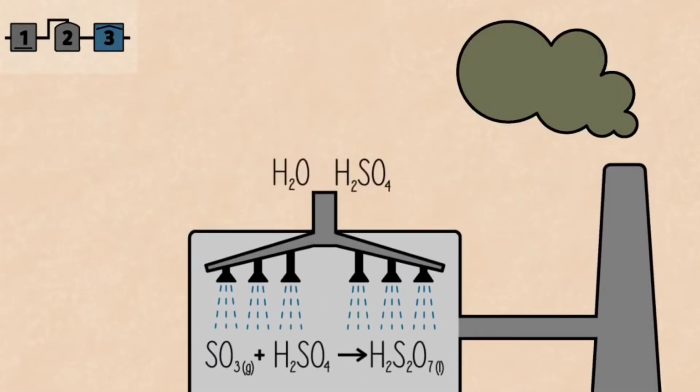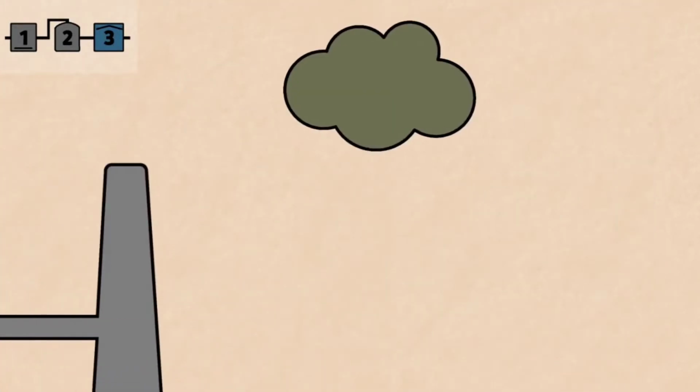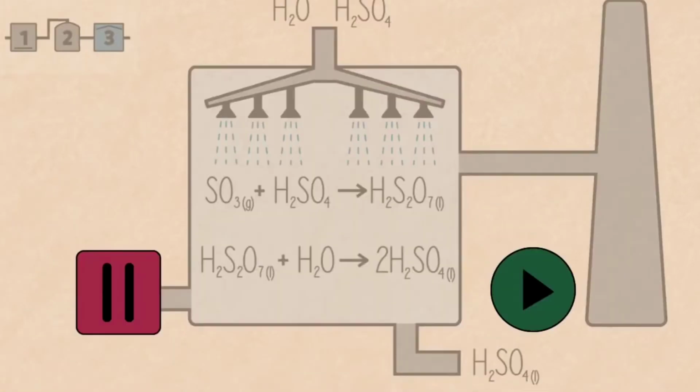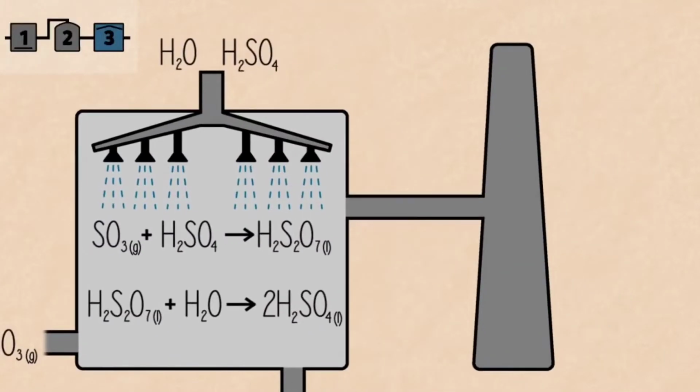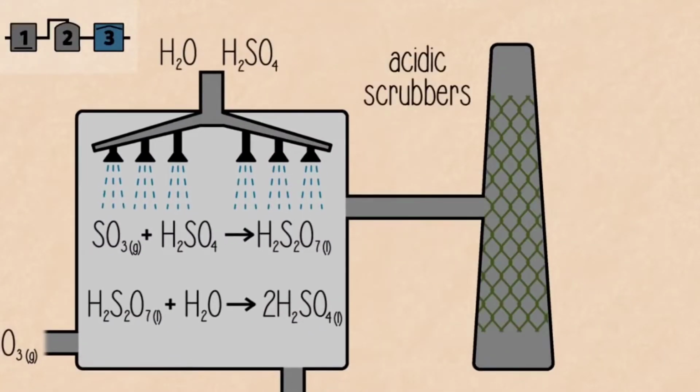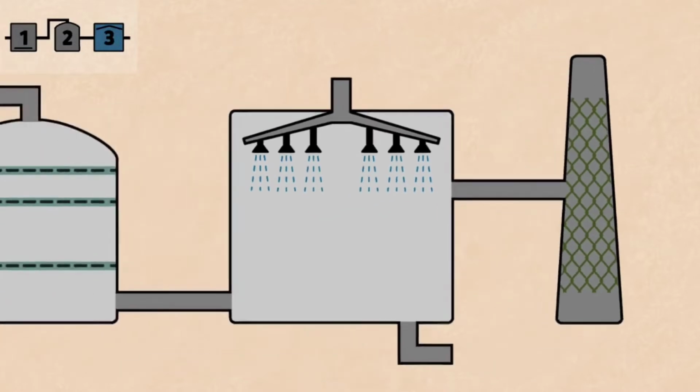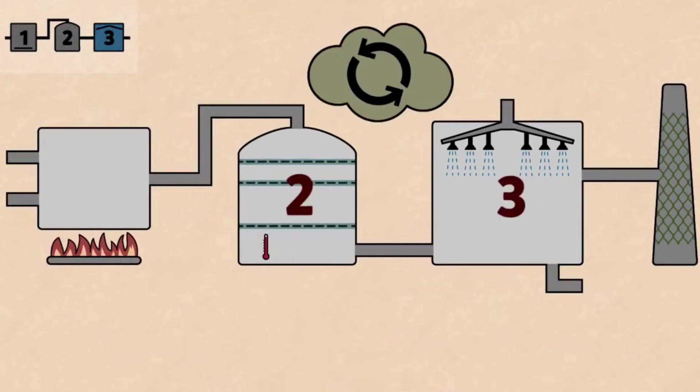There are some acidic waste gases from stage 3 which can escape and cause local acid rain. Here's a challenge for you. What can you fit the chimney with to stop these gases from being released into the atmosphere? The correct answer is that the chimney is usually fitted with acidic scrubbers. These are bases like sodium carbonate. On contact, they neutralize the fumes forming salt and water. Other ways to minimize the release of any sulfur oxides is by recycling gases between stages 2 and 3.